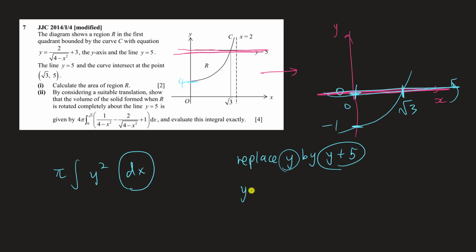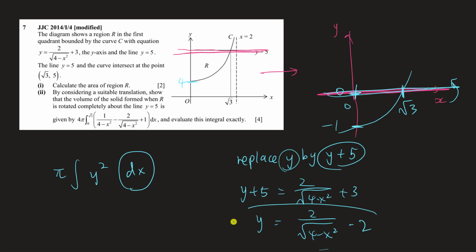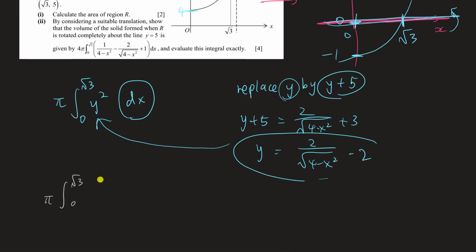This will create y plus 5 equals 2 over root 4 minus x squared plus 3. Y would now be 2 over root 4 minus x squared minus 2, because we bring the 5 over to become minus 5. This would be the formula that we will be squeezing inside here. What about boundaries? Boundaries is just 0 to √3. Once we've done that, we get 2 over root 4 minus x squared minus 2, whole thing squared, dx. Simplifying this should give us this.